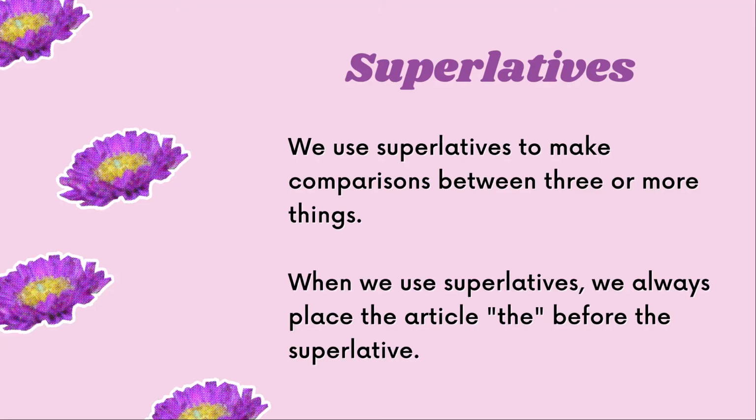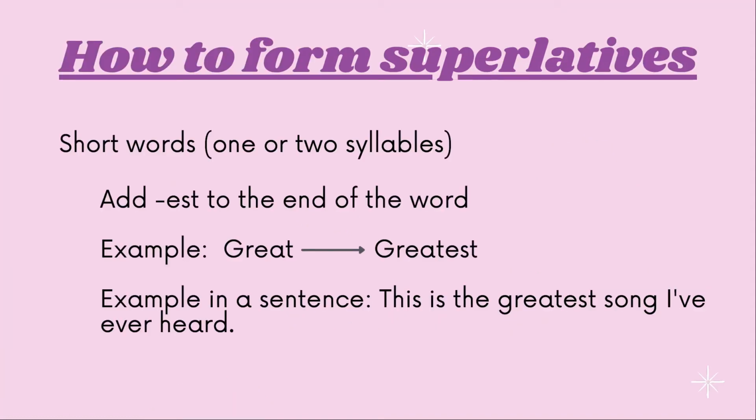And now we move to superlatives. We use superlatives to make comparisons between three or more things. And one thing that you should remember is that when you use superlatives, you always place the article the before the superlative. Always. Now, how to form superlatives?